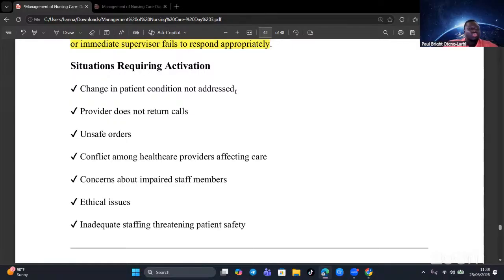Provider does not return calls. Activate it, because patient safety is at risk. Unsafe orders from the doctor. That is why you have to learn your pharmacology. Okay. Yes. Chain of command. Conflict among health providers affecting care. Patient safety is at risk. Activate chain of command. Concerns about impaired staff members.